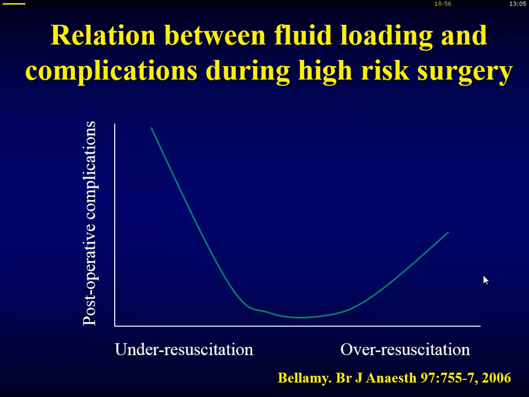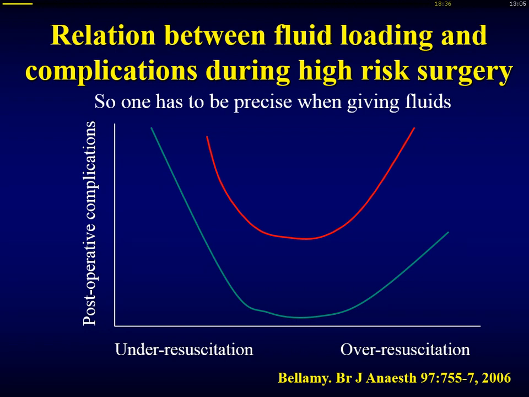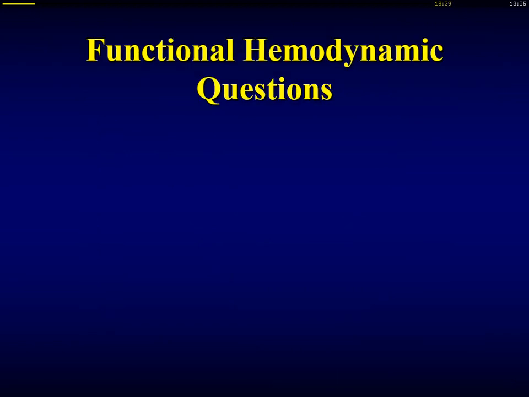But that's in the operating room. In the ICU, we're worse. In the ICU, we're going to have a higher level of complications even if we do the right thing. And if we give too little fluids or too much, the balancing point is much tighter. So one clearly must be precise when giving fluids to a patient because the risks and benefits are too high and the ranges are low.